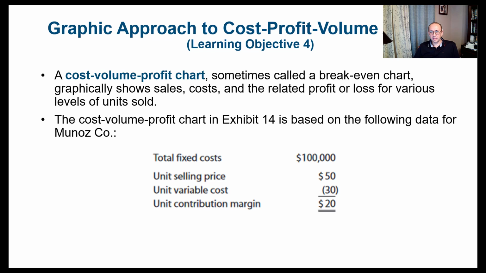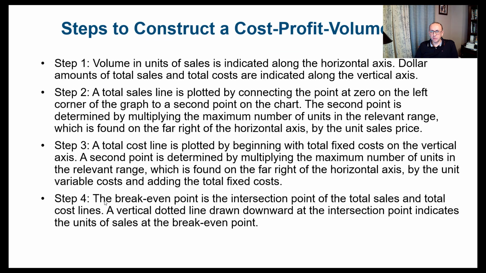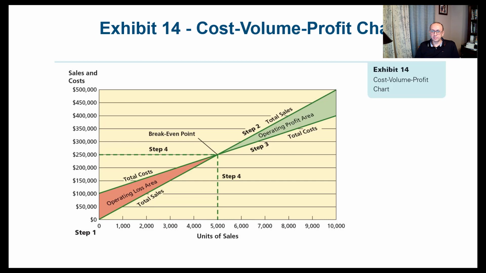To understand that, let's try to see an example. Assume we have a company called Munoz Company, and we have a total fixed cost of $100,000. Their unit selling price is $50, their variable cost is $30, so their unit contribution margin is $20. There are a few steps that we have to follow in order to construct a cost volume profit chart. I'm not going to read these steps, I'll try to apply them later on. So we'll see the graph and see how we can apply it.